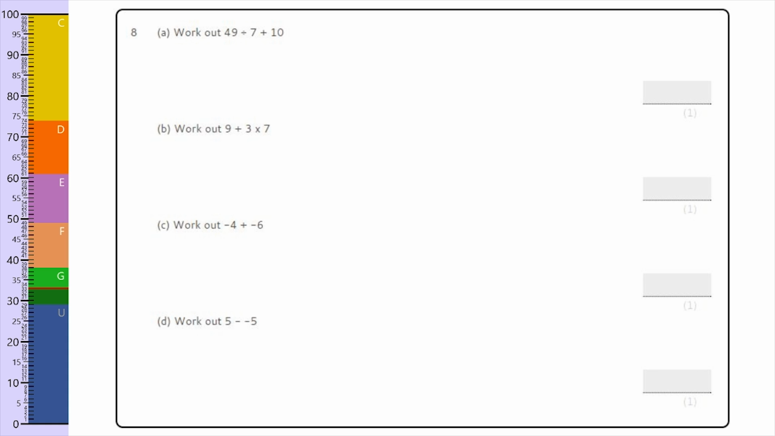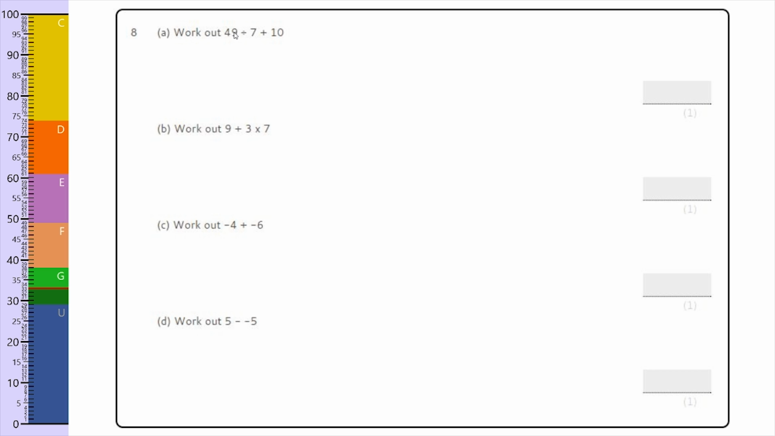Okay, so I've kept this paper quite similar to previous exam questions. And I think this is quite sneaky, but they do this, and I'll show you what's sneaky in a little bit. This is a question about order of operations and negatives.